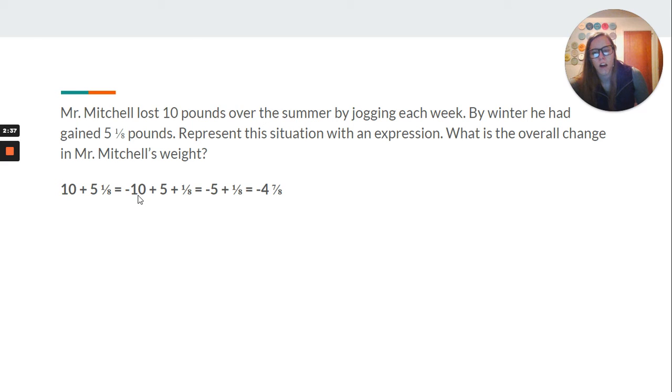Now to figure it out, he lost the pounds, so it's negative 10, right? So negative 10 plus 5 plus 1/8, which is equal to negative 5 plus 1/8, which is equal to negative 4 7/8. So the overall change, he lost 4 7/8 pounds. Okay?